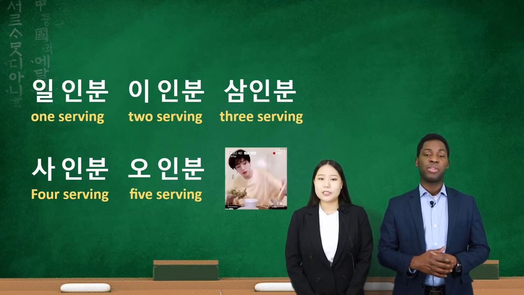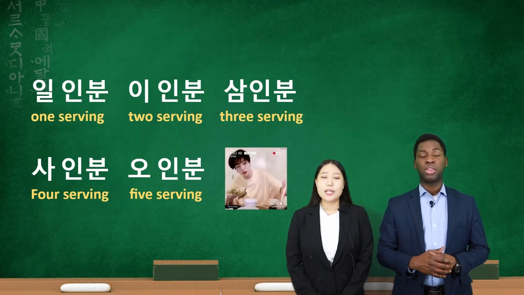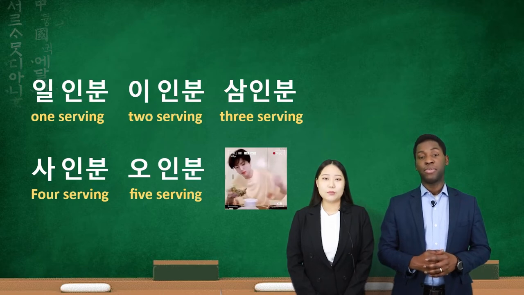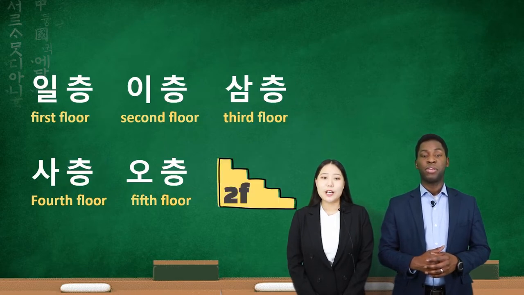When counting serving, 1인분, 2인분, 3인분, 4인분, 5인분. When counting floor, 1층, 2층, 3층, 4층, 5층.